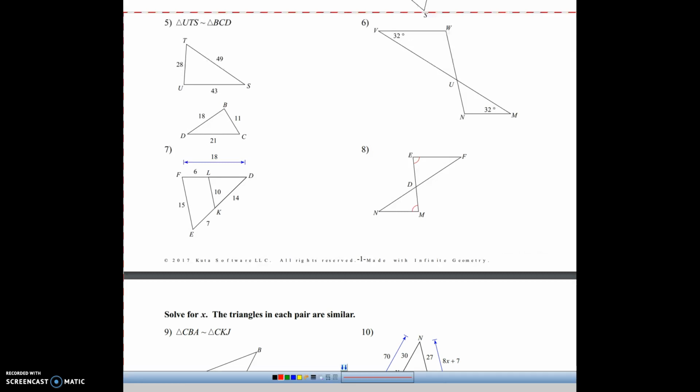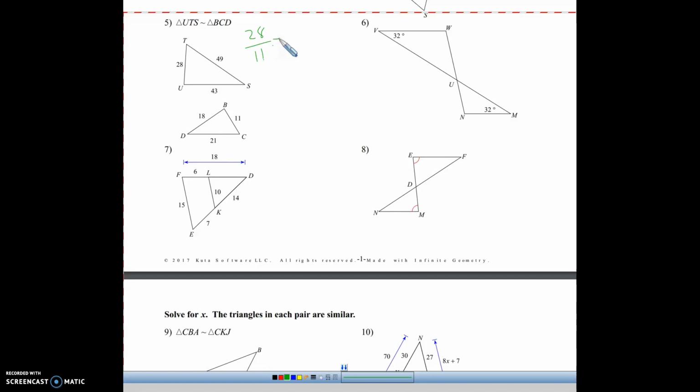Okay, looking at number 5, still doing the same thing. If we look, we have 3 sets of sides, so we're going to go straight to side, side, side. And again, I have to show that the sides are proportional. So let's just pick a side. Say UT is 28. UT, first 2 letters goes with BC. BC is 11.